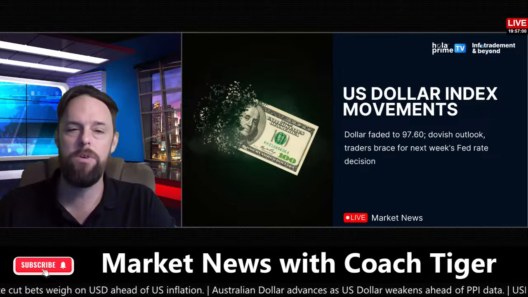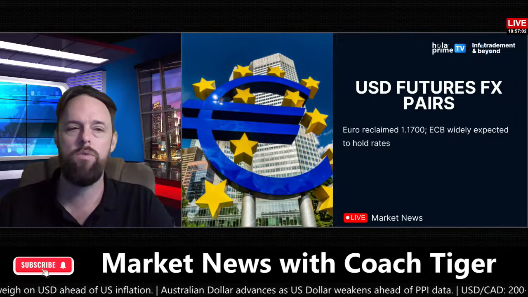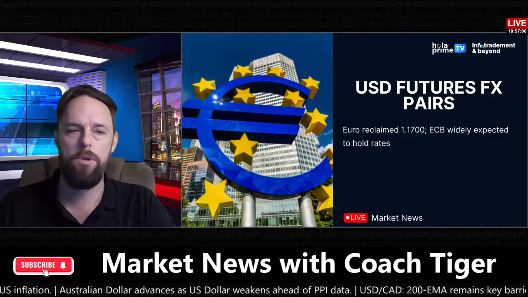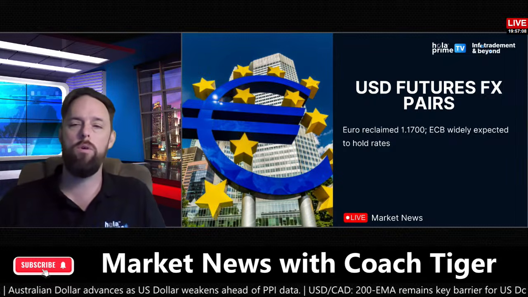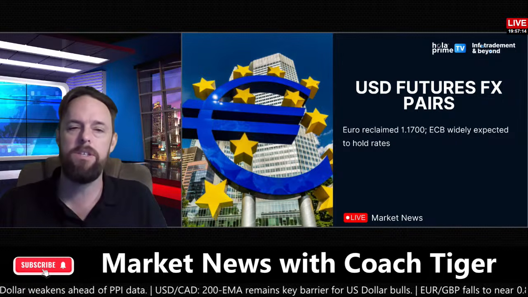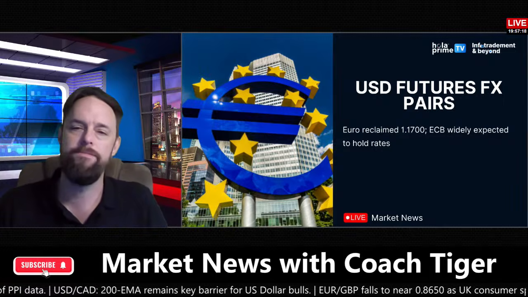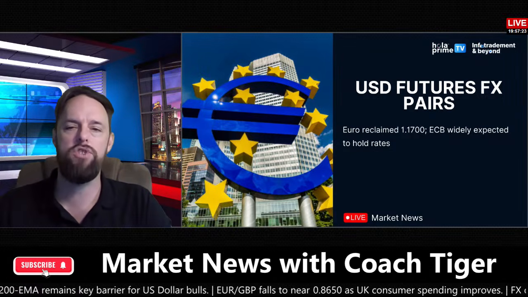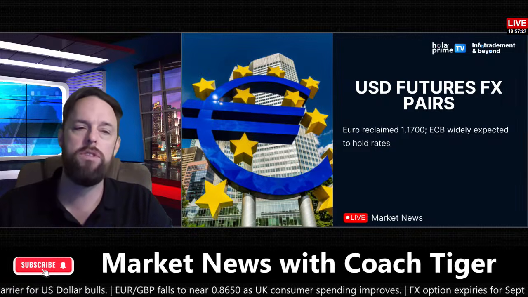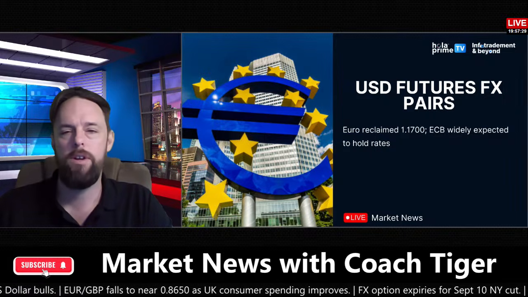Over in Europe, the euro-US dollar pair managed to claw its way back above the 1.17 level after a bit of a wobble. There wasn't much data to work with, so it mostly just took its cues from a weaker dollar. The big event for the euro is today's ECB decision, where they are widely expected to just do nothing. Seriously, a 93% chance they leave rates unchanged. They're probably just going to sit there sipping an espresso and watching the Fed do all the work first.